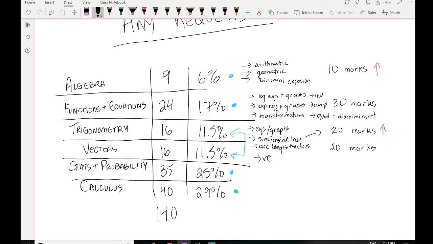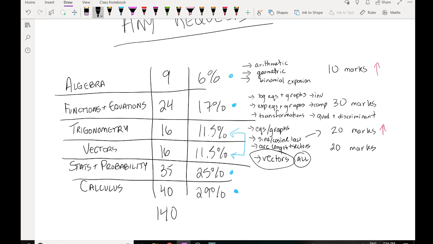The vectors is the one that does tend to be a little bit more clear-cut, because all the vectors skills go together. You have to find the vector between 2 points. You have to find the magnitude of a vector. You have to find the angle between 2 vectors, all that kind of stuff. I'm sure if you've been doing past papers, you've seen it by now. The vectors questions do tend to be the bigger ones, and they do tend to cover everything.